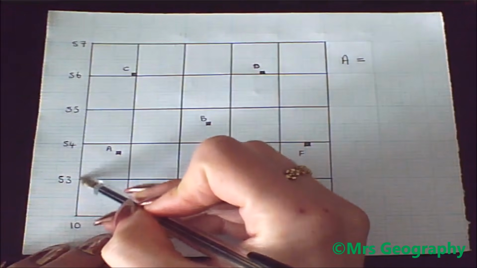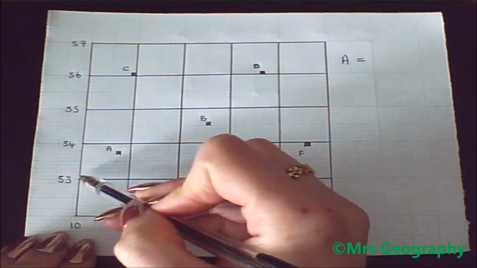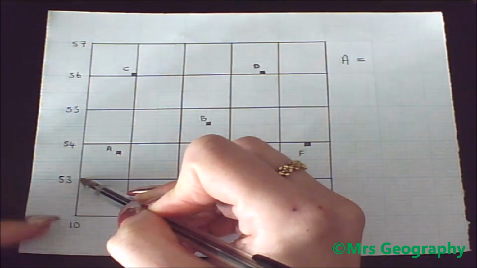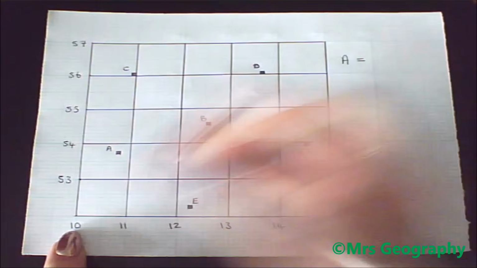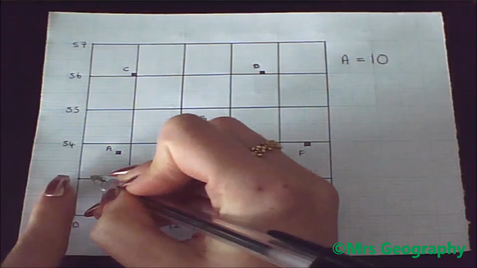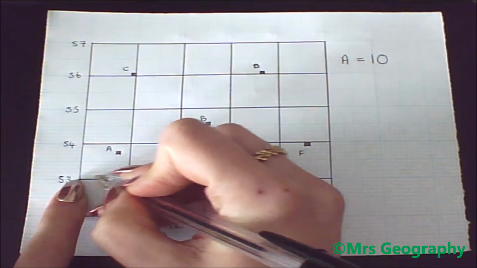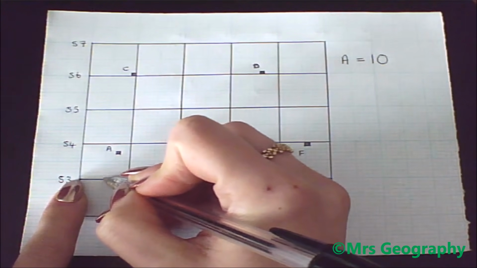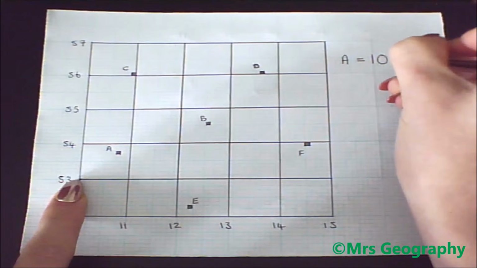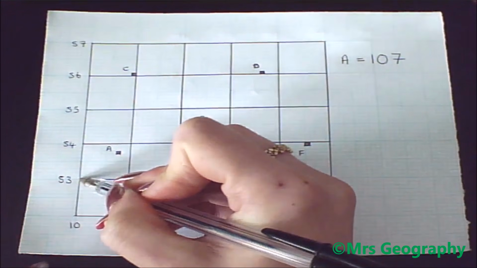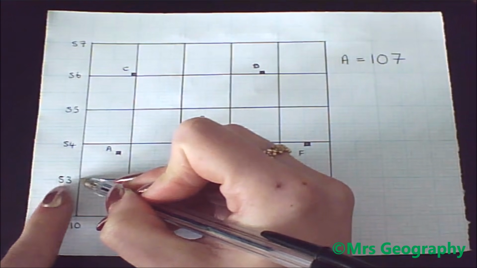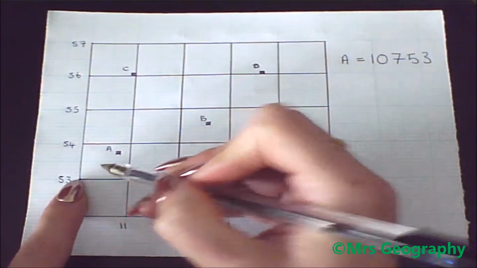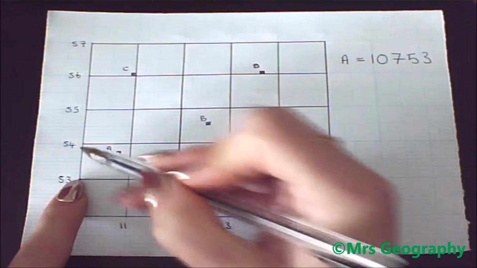Now, we know that A is in the grid square here. So we want the bottom left-hand corner. So if we go along the corridor, we know that 10 is the first number. Then we go up to the left-hand corner and I want to know how far away that point is from the left-hand corner. 7. Then I want to know how up the stairs is linked to this corner, which is 53. And then I want to know how far away this point is from up the corner.